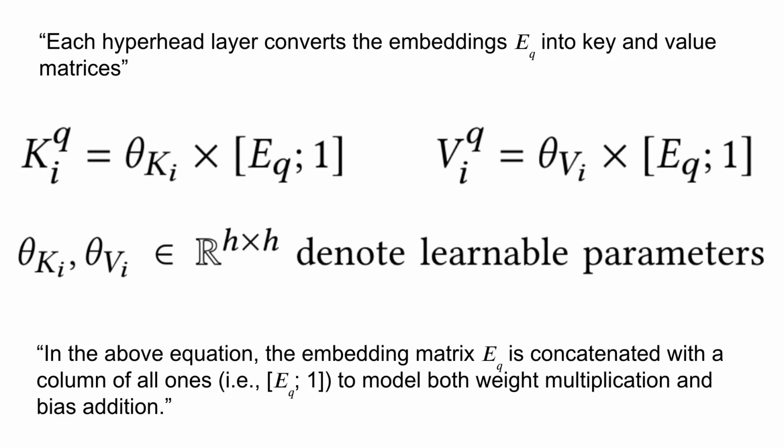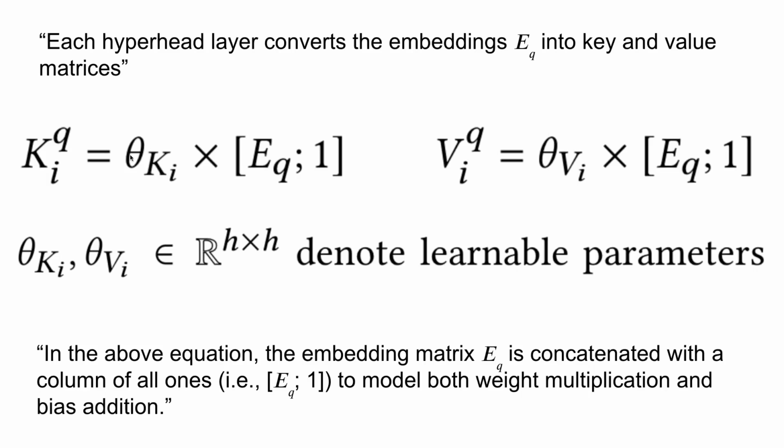Each hyperhead layer converts the embeddings EQ first into key and value matrices. EQ is our query token embeddings. The semicolon 1 means that it's concatenated with a column of all ones, so that matrix multiplication will include both weight multiplication and bias addition in one operation. And then theta ki and theta vi are weight matrices that are h by h, and these are learnable parameters. So that's part of what gets trained when you're training the Hypencoder.